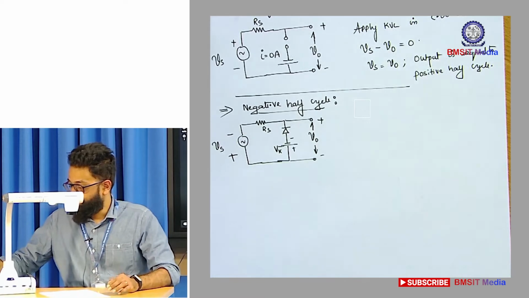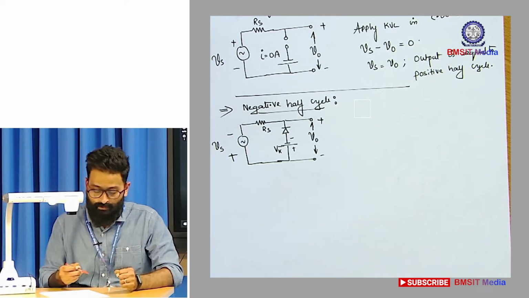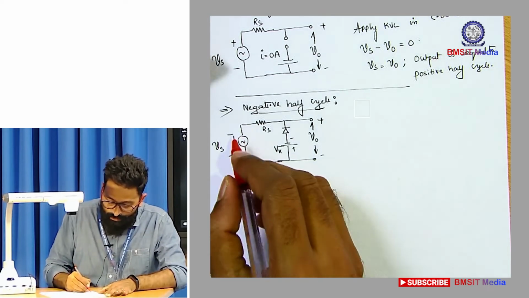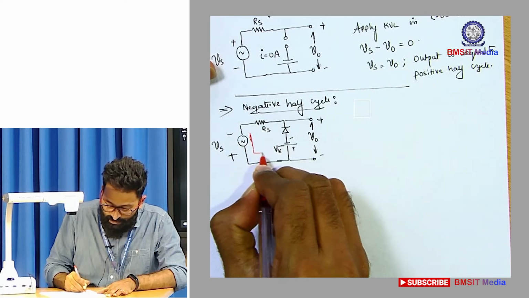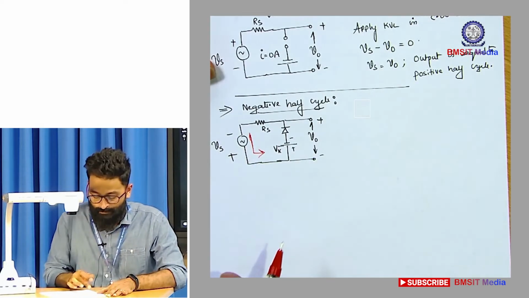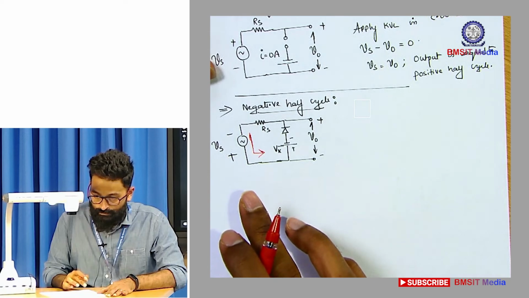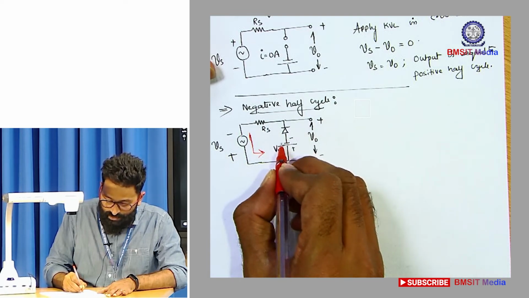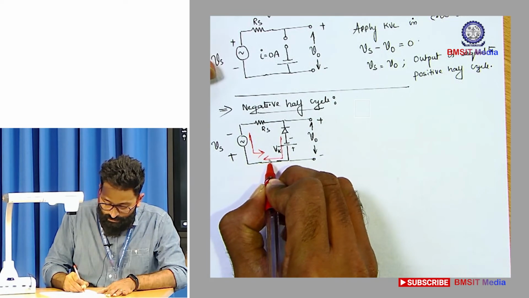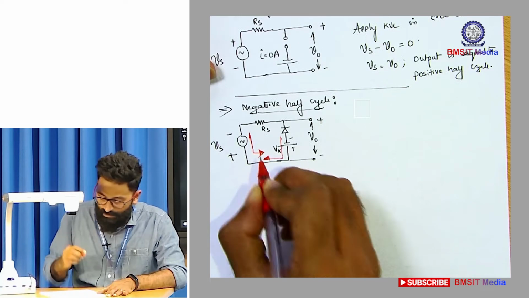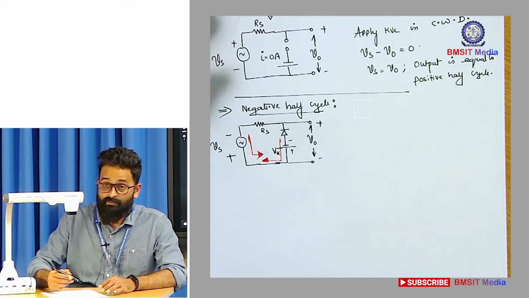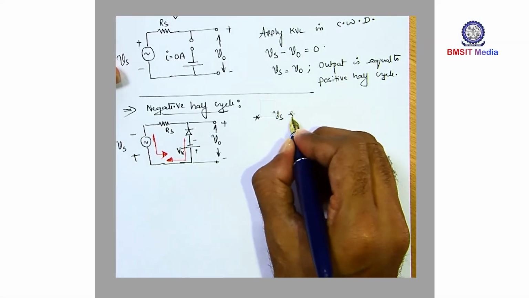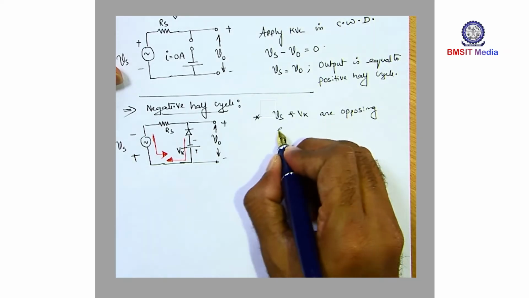Okay, so we have placed the polarities for Vs. Right, now you try to identify the pressure. So minus to plus, the source is trying to circulate the current in anti-clockwise direction. On the other hand, Vk is trying to circulate the current in clockwise direction. So for the negative half cycle, we see that Vs and Vk are opposing each other.